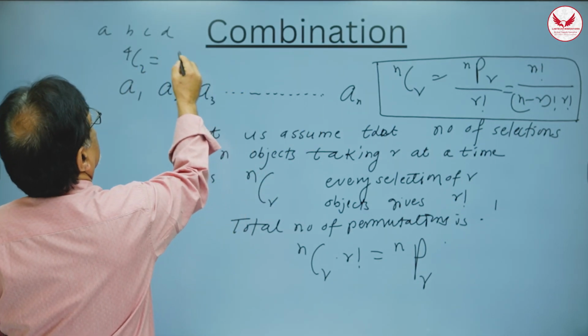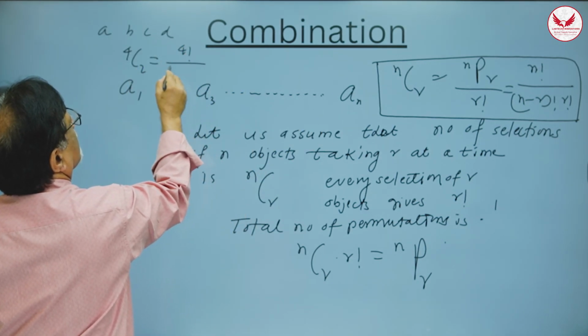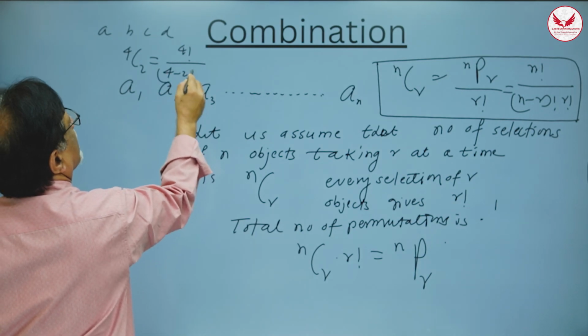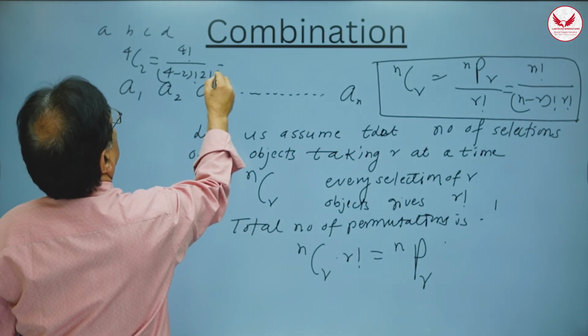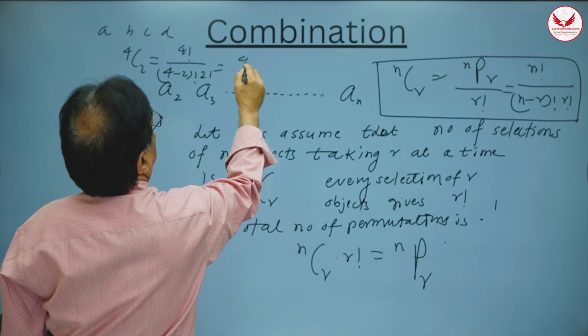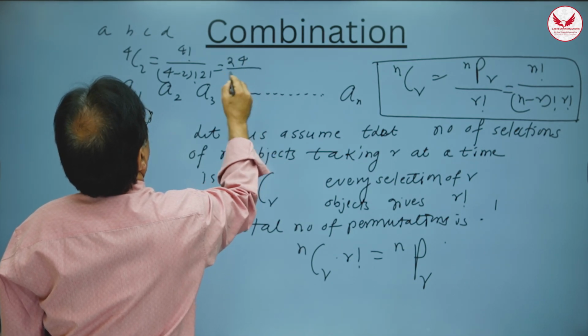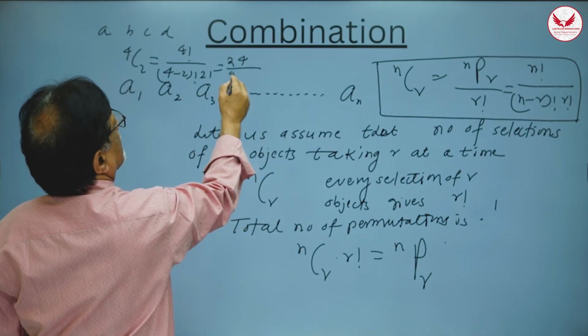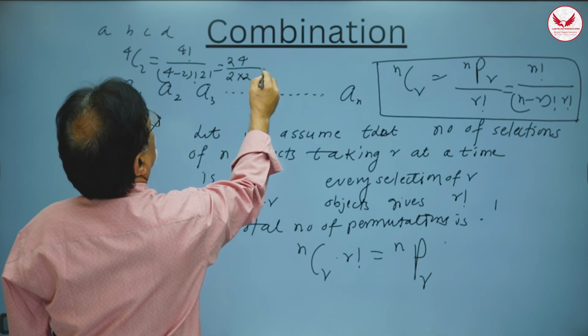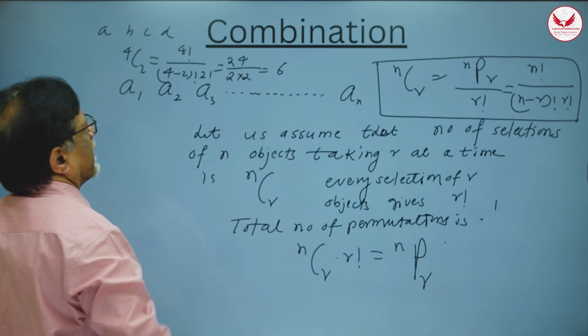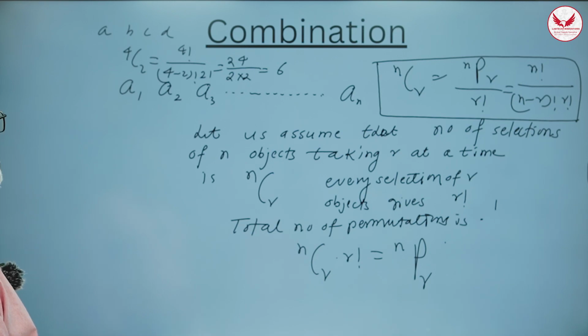According to this formula, it is 4 factorial divided by (4 minus 2) factorial into 2 factorial. 4 factorial is actually equal to what? 24. 4 minus 2 means 2 factorial, that is 2 multiplied by 2. So 24 divided by 4, therefore the required answer is 6. Correct? Our answer is correct.